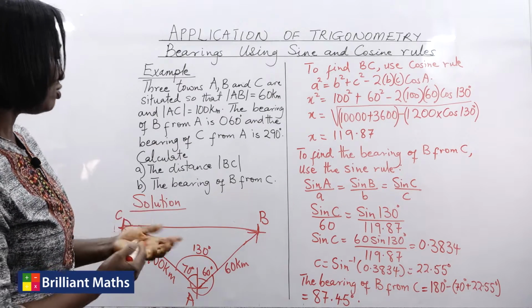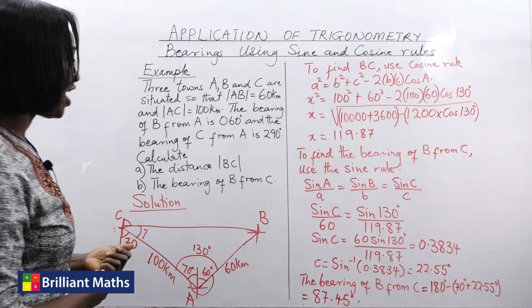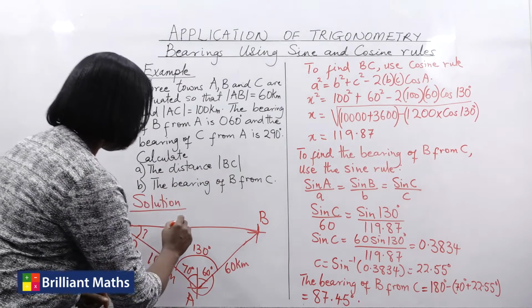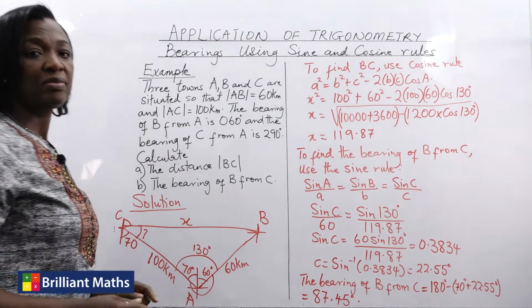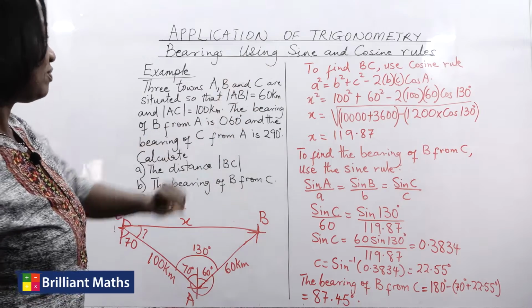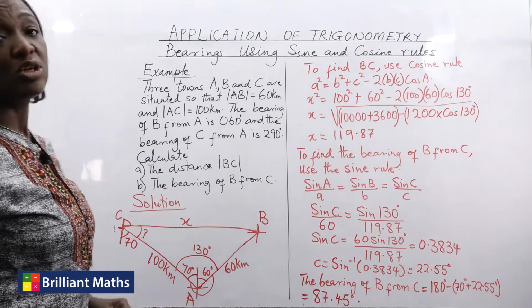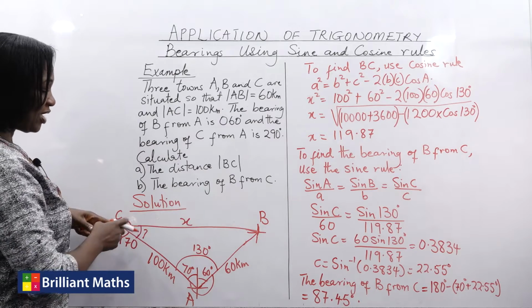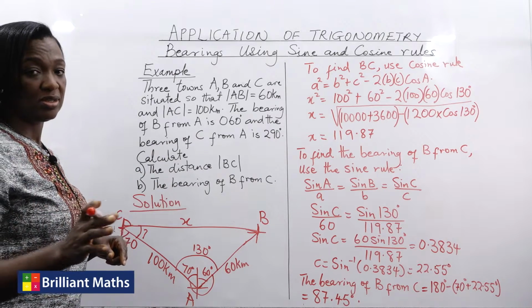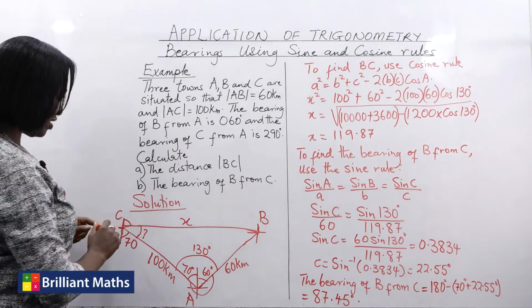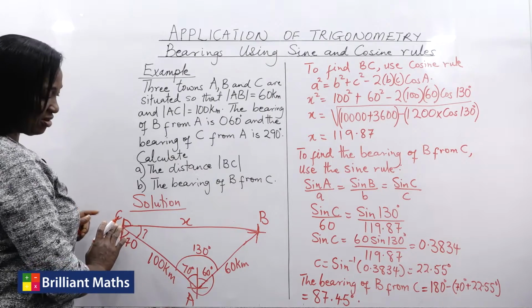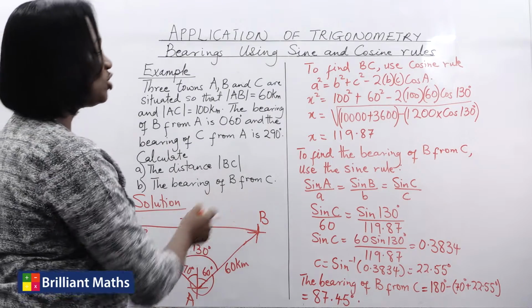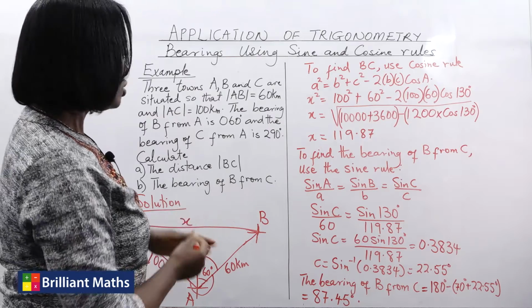So first and foremost, we have to find the distance BC, x. To find BC, we need to use the cosine rule. The sketch makes it look as if it's a straight line, but it is not. All right? Take note of that. It is not a straight line. Because it's a sketch, it looks like a straight line, but it is not.